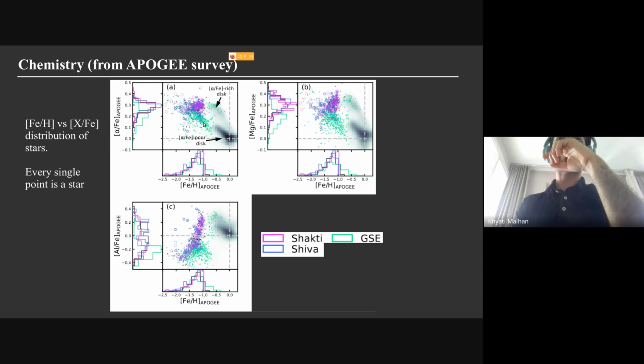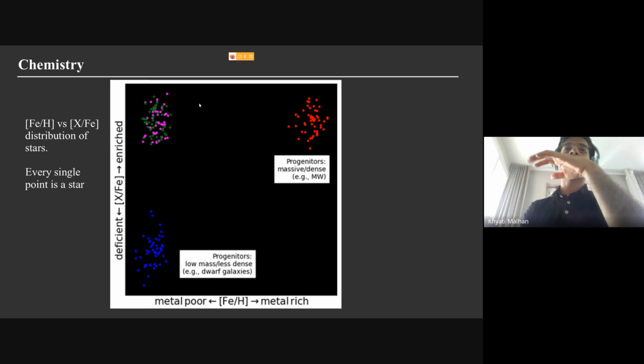And then these are dwarf galaxy stars in green, metal poor, and also kind of poor in alpha abundance. And then this is where Shiva and Shakti are, which are kind of metal poor, but they are more enriched than these green stellar distribution, right? And this was kind of the point I was trying to make in this more conceptually understandable, obvious diagram.